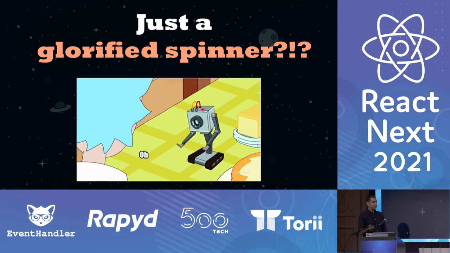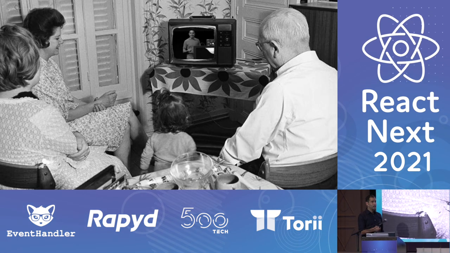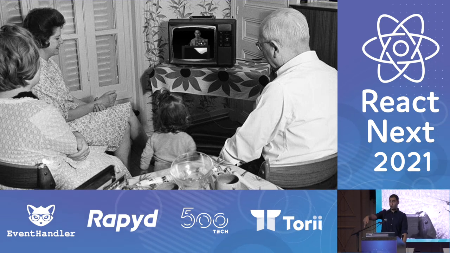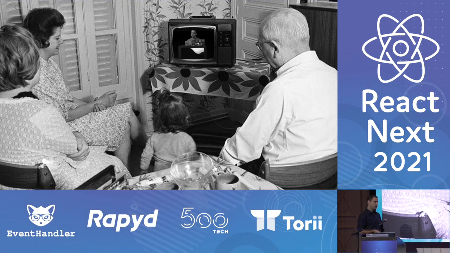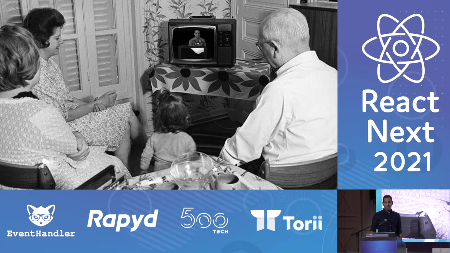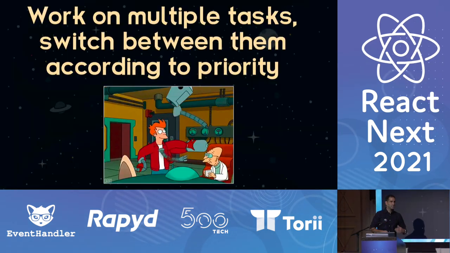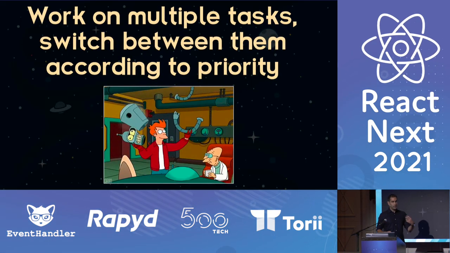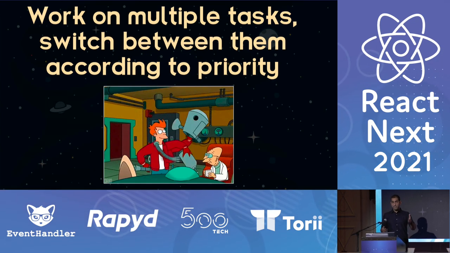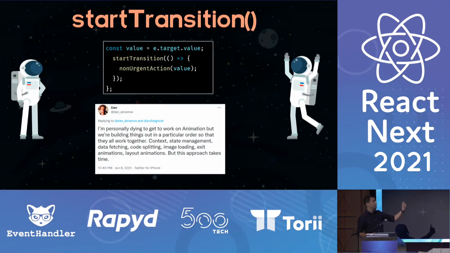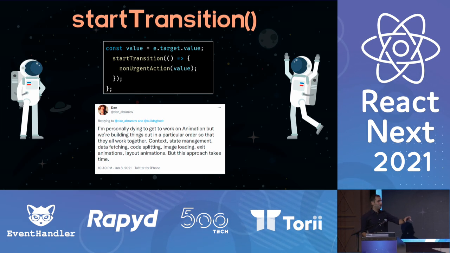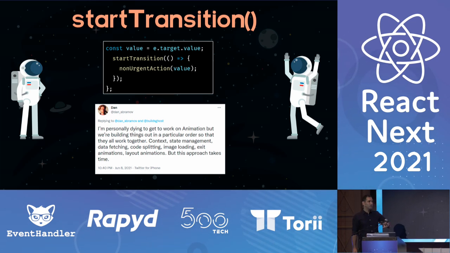Well, yes and no. In React, we have what's called Concurrent React, which is pretty awesome, and we're going to have a talk today about it. Concurrent React was introduced 2 years ago. It's about working on multiple tasks, and Suspense is a core feature for doing that. Actually, React 18 is introducing startTransition, which is very, very interesting. You can actually tell React, hey, this action that I'm doing, it's not that important.